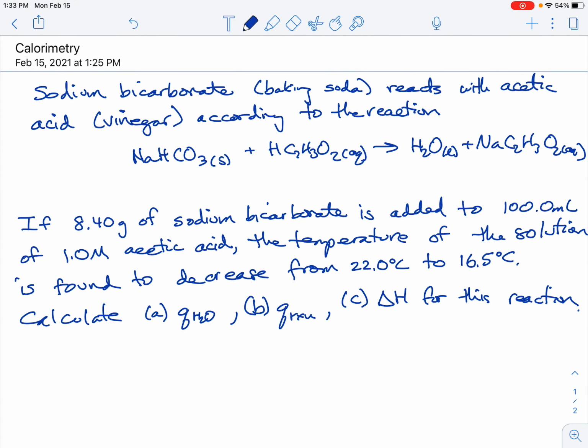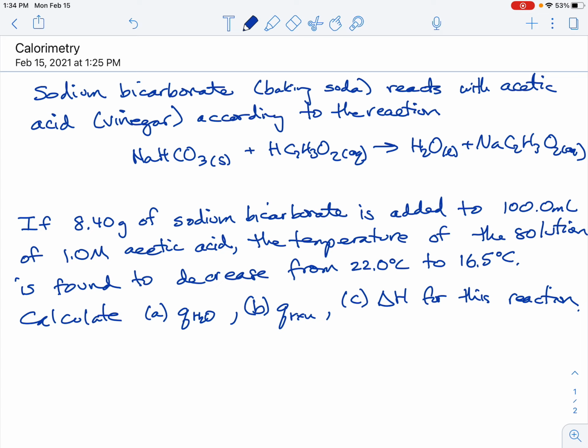Hi everyone, this is another self-quiz. Today, this topic is over calorimetry. So this is a solution calorimetry problem that's pretty common. It's one I believe you guys did in lab. So maybe not this exact one, but similar to.